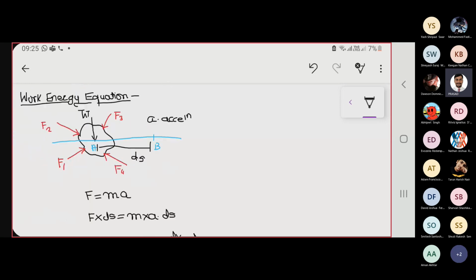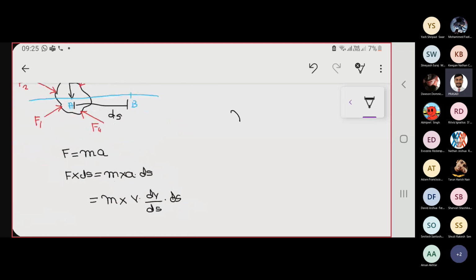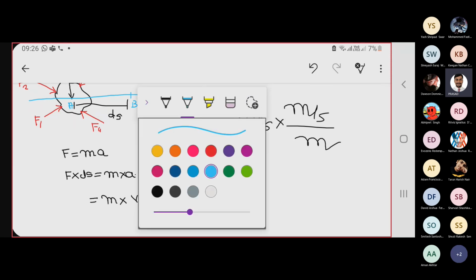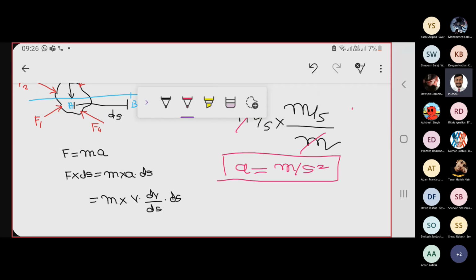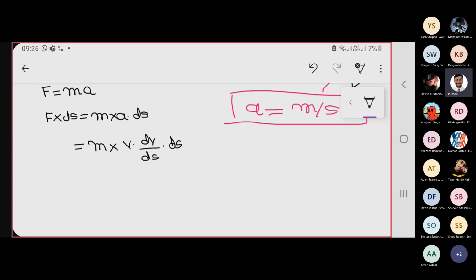How can we write that? Just see. Velocity is meter per second, into change in velocity, meter per second, divided by distance, which is meter. So meter and meter will get cancelled out, and what remains is meter per second square. That is nothing but acceleration.